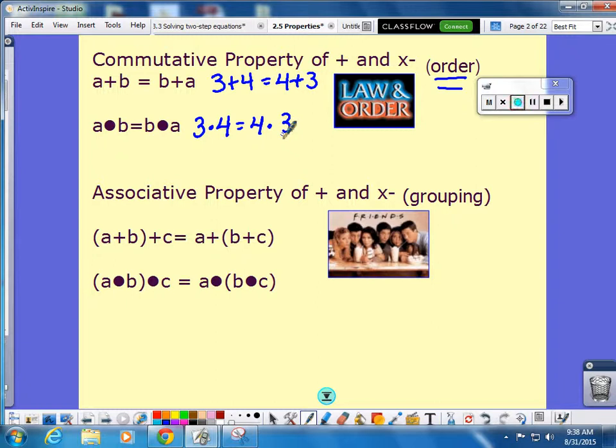Alright, so let me ask you a question. Does the order matter when you subtract? Yes, it does. So there's not a commutative property for subtraction. Does the order matter when you divide? Yes. So there are commutative properties for addition and multiplication. And the key word for commutative is order.